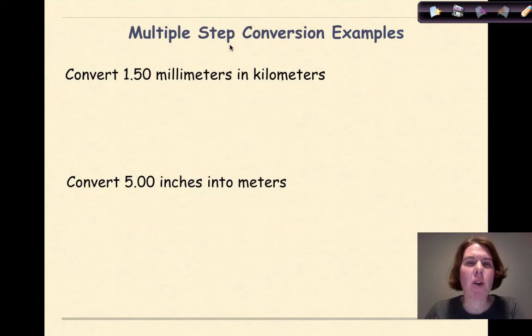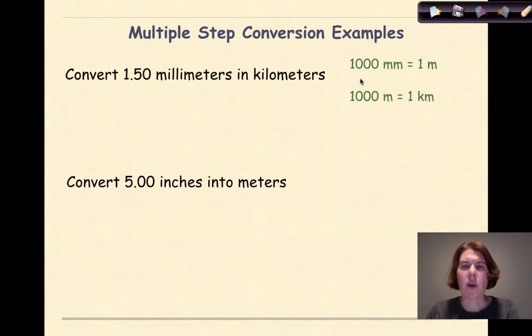Now let's talk about multiple step conversion examples. So instead of just being one step to get from the start to the end, now we're going to look at a couple that have multiple steps associated with them. Same type of process though here. Convert 1.50 millimeters into kilometers. To do this, we need a conversion factor. So I know that there's 1,000 millimeters in 1 meter and 1,000 meters in 1 kilometer. So again, I'm going to start out by writing out my given.